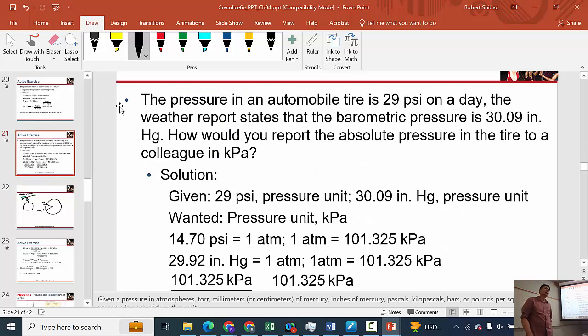If you look at an automobile tire, and your automobile tire says 29 PSI, is that PSIA or PSIG? In other words, if your automobile tire goes flat, and you take the tire pressure gauge and you read it, and it's reading 0, is that PSIA or PSIG?